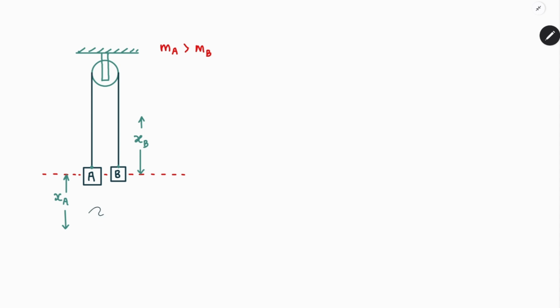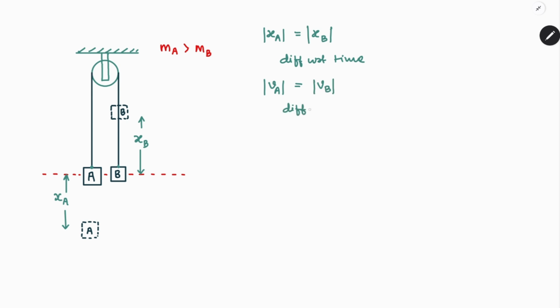After this instant of time, we will have block A at this position and block B at this position, where the displacements of A and B are the same. Since the displacement of A is equal to the displacement of B, on differentiating with respect to time, the velocity of A, which is in the downward direction, is equal to the velocity of B, which is in the upward direction. And on differentiating again with respect to time, the magnitude of acceleration of A in the downward direction is equal to the magnitude of acceleration of B in the upward direction.